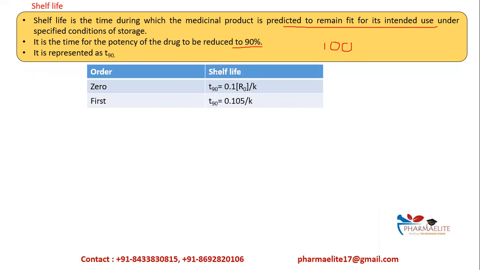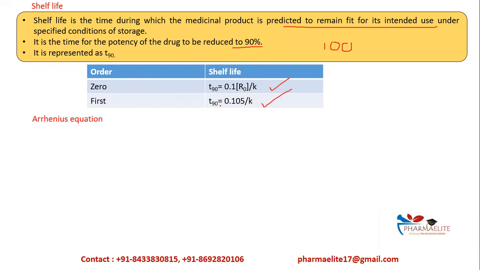For a zero order reaction, the shelf life, that is T90, is 0.1 into R0 upon K. It is dependent upon the concentration. And for first order, it is 0.105 by K. Its shelf life is independent of concentration. So it is just very easy to remember the formulas, and then you can solve the question.